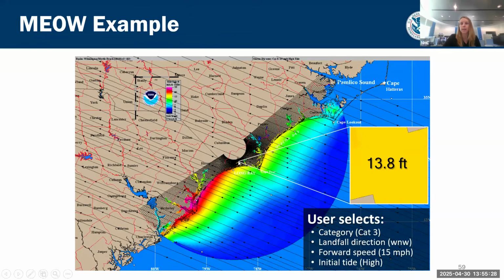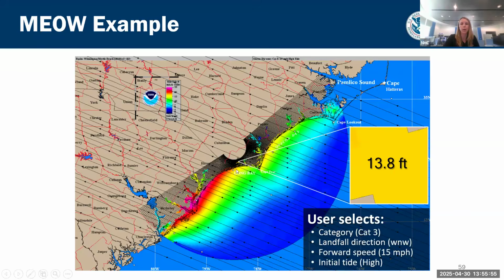And you'll notice that one single point we were following along the North Carolina coast has the MEOW at 13.8 feet. So I don't know exactly which one of these tracks produced 13.8 feet, but one of them did. And that's showing that everywhere along the coastline, your vulnerability to these user-selected parameters. Again, you could probably guess which track actually caused this.